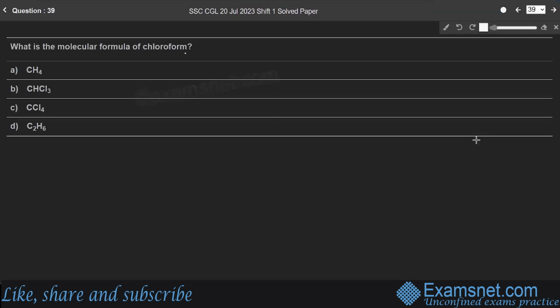Question 39. What is the molecular formula of chloroform? Here the molecular formula of chloroform is CHCl3, which is also known as trichloromethane, right? Trichloro means 3 chlorine atoms are present, and the CH part is methane, right? Trichloromethane is called chloroform, right? So it is a colorless volatile liquid, right?